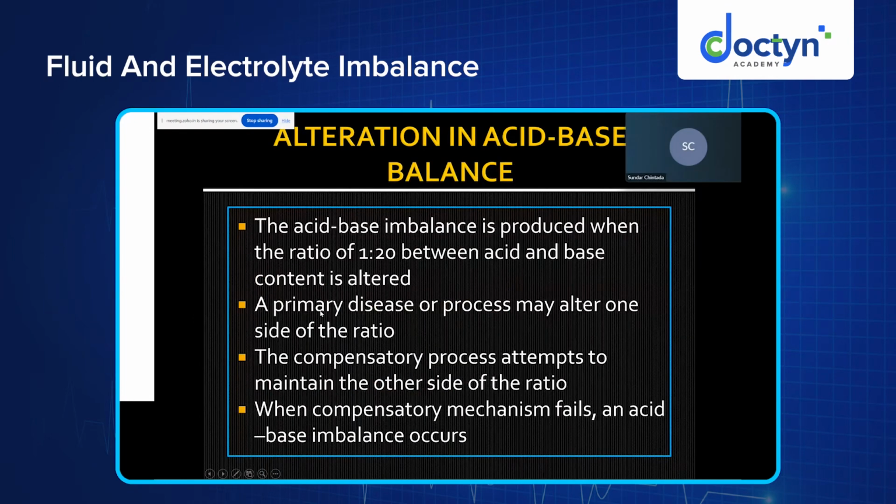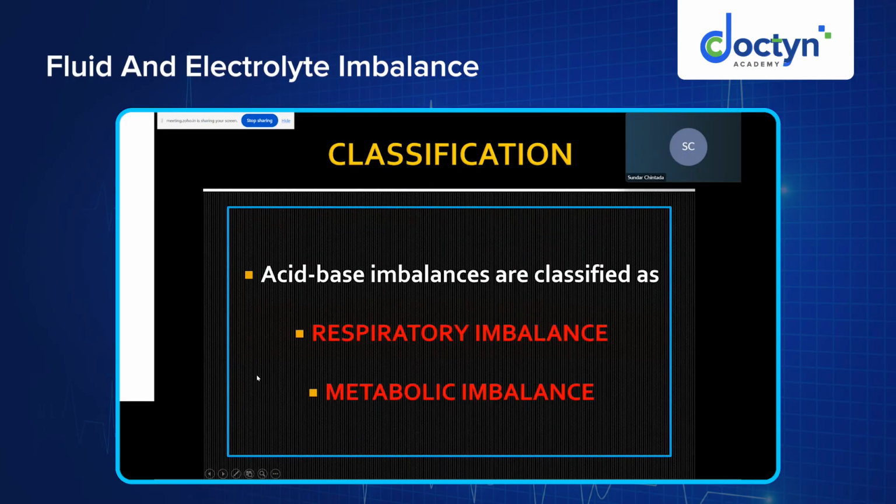Now, alteration in acid-base balance. Acid-base imbalance occurs when the ratio of 1:20 between the acid and base content is altered. A primary disease or process may alter one side of the ratio. The compensatory process attempts to maintain the other side of the ratio. When this compensatory mechanism fails, acid-base imbalance occurs. Very important. The compensatory processes in the lungs and kidneys try to maintain this ratio, but when even that fails, there is an acid-base imbalance.